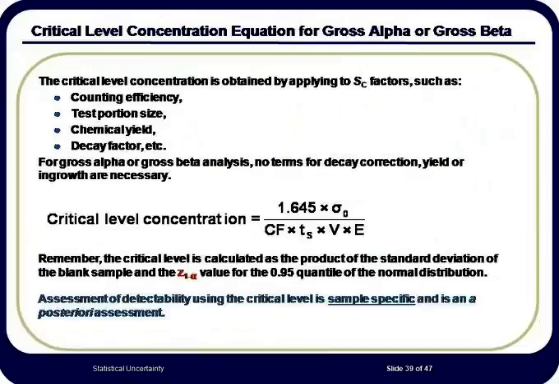The factors to be used in the determination of the gross alpha or gross beta concentration are listed on this slide. The critical level concentration then becomes the value determined by the equation shown when an error rate of 5% has been selected for a type 1 error. The critical level so determined is now sample specific, that is, a posteriori, after the measurement.